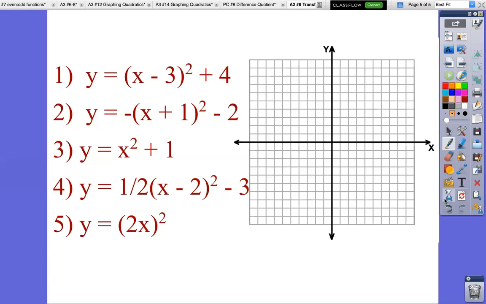So I'm going to start giving you guys just an assignment 2.1 instead of having 2 or 3 different 2.1 assignments. This last one, remember, we had to multiply this out or square it out. So this is really saying 4x squared. What's my vertex on number 5? Am I going up or down any or left or right at all?